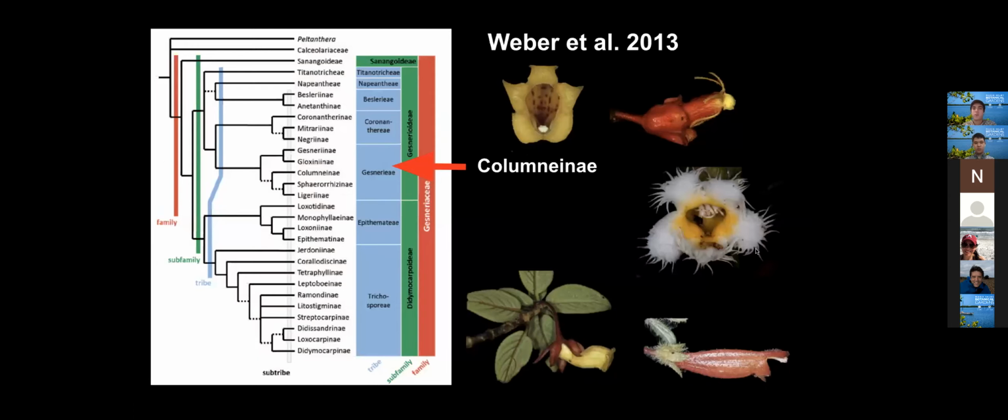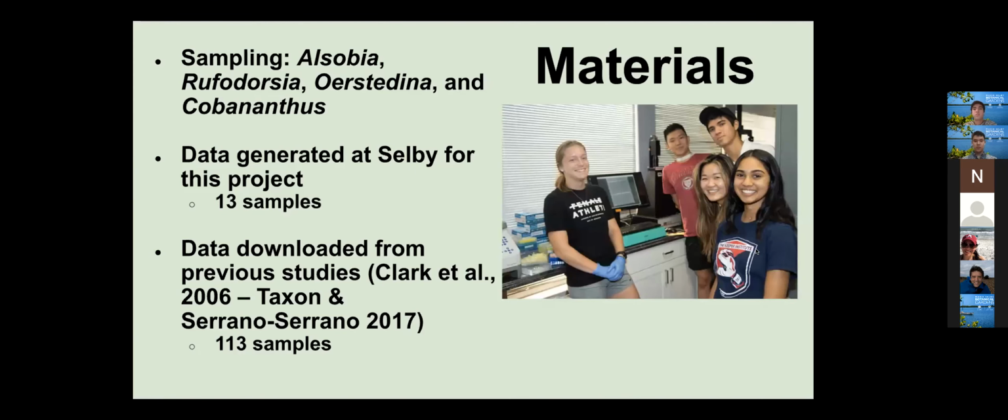In this study, we are looking at the Gesneriaceae tribe and the Columniae subtribe. We included 130 species as shown by these beautiful images in our analysis for ITS. In this lab, we generated ITS data for 26 species, and the rest of the data came from GenBank and from Clark et al. 2006, which is a paper published in Taxon. For the materials of the study, we used extracted DNA samples from tissue. We also used 13 plant samples generated by Selby. Lastly, we used sequence data downloaded from previous studies on GenBank.